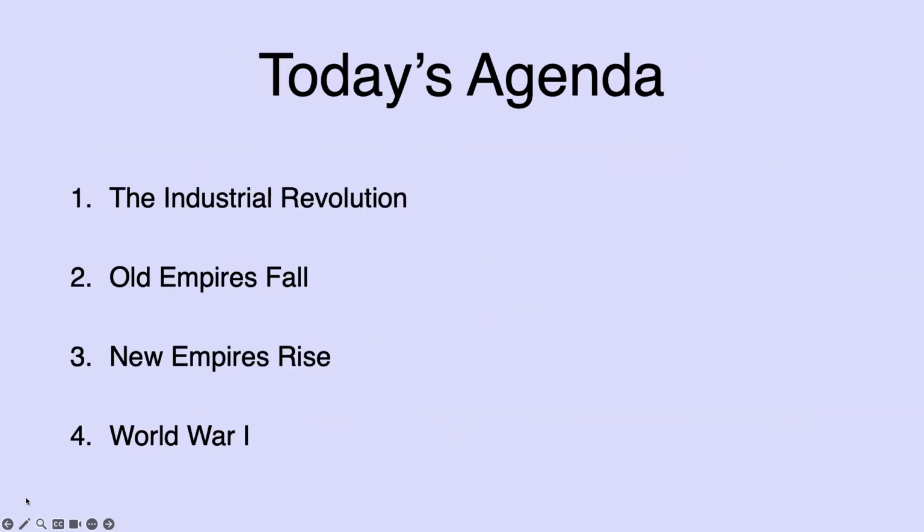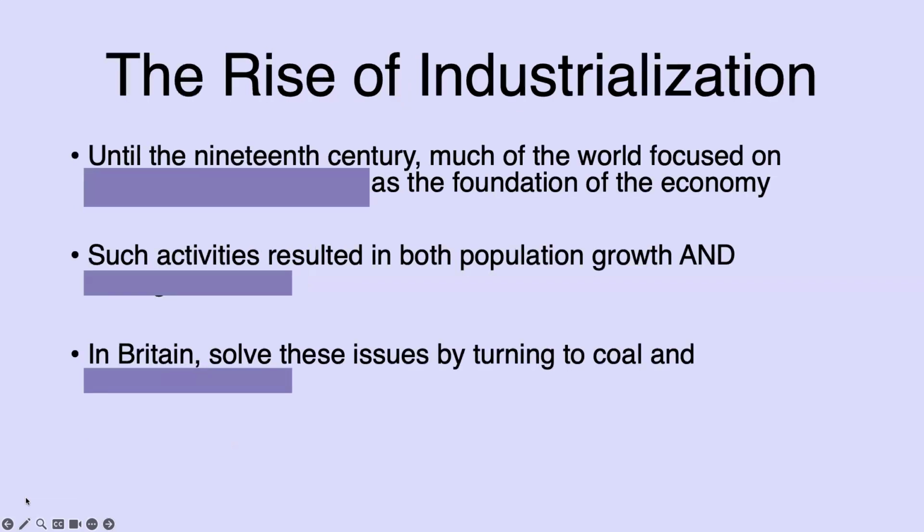So what does our agenda look like today? We are going to start with the Industrial Revolution, looking at how that came about. We're going to look at the fall of old empires while new empires rise. And then we are going to delve into World War I. So we are making significant progress moving from the 19th century into the 20th. So let's start with the rise of industrialization.